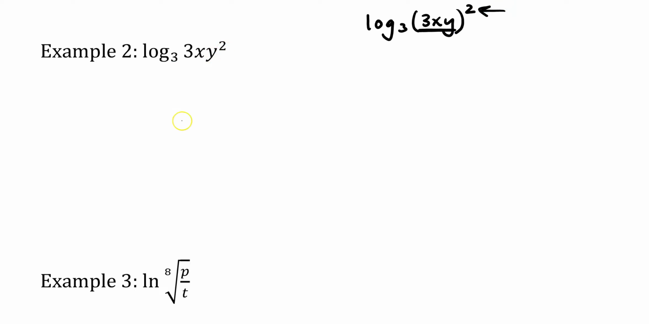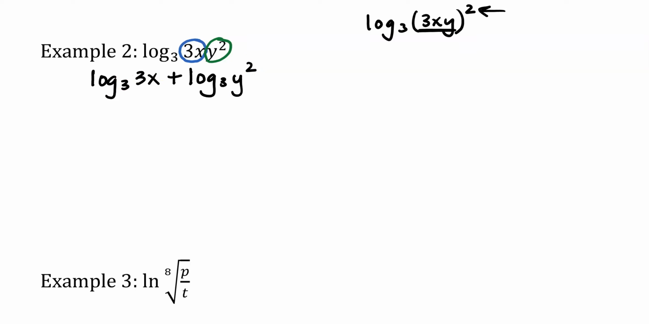So we're going to have to begin by separating this using the product rule. You can think of this as the product of 3x with y squared. So the product rule tells us that I can rewrite this as a sum of 2 separate logarithms, log base 3 of 3x plus log base 3 of y squared. That's from using the product rule.